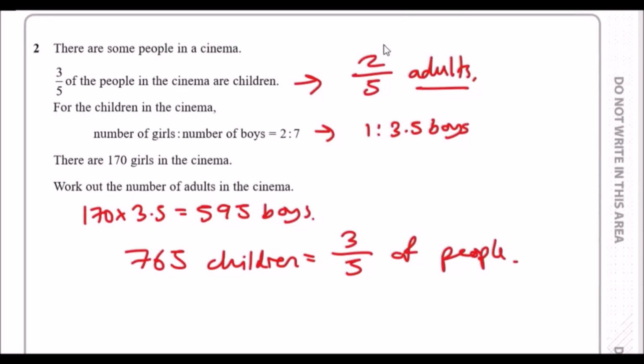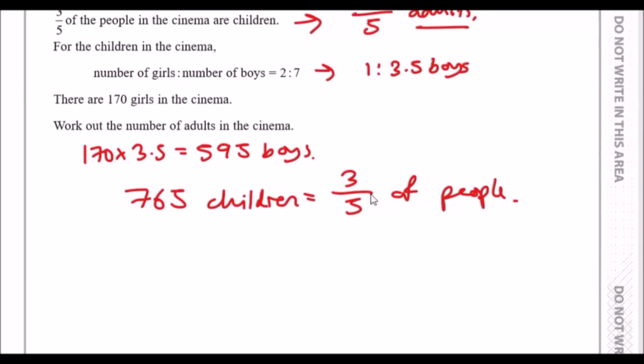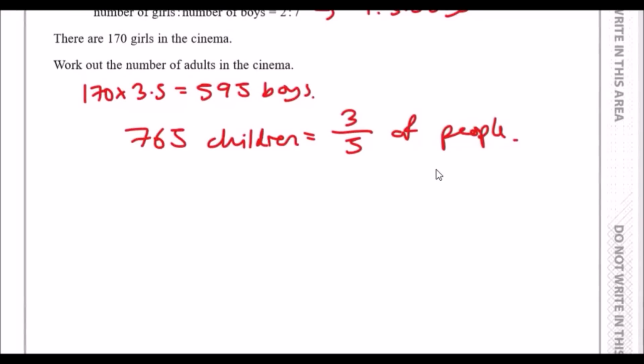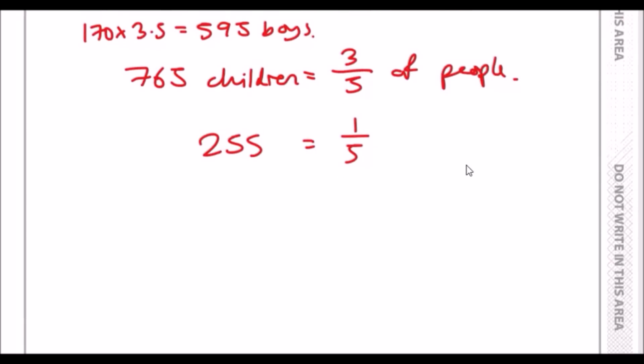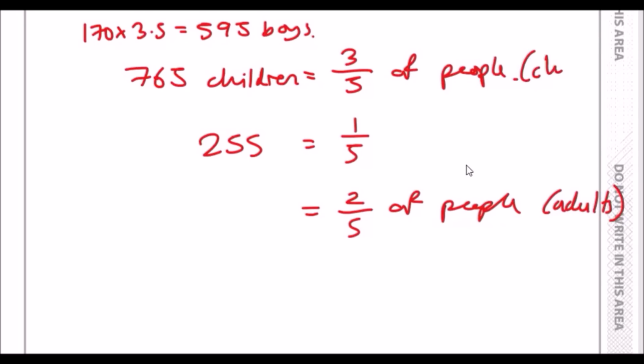Well, we know that 2/5 of the people are adults. So if we know 3/5 of the people are children, to make your life easy, first find 1/5 by dividing by 3. So divide your answer by 3 to get 255 people, and then times it by 2 to get 2/5 of the people, which are of course adults. So these are the adults, and this was the children. And then you should get 510. So 255 times 2 is 510. It makes sense. So this represents 2/5 of people, this figure here represents 3/5, and we should get 510.